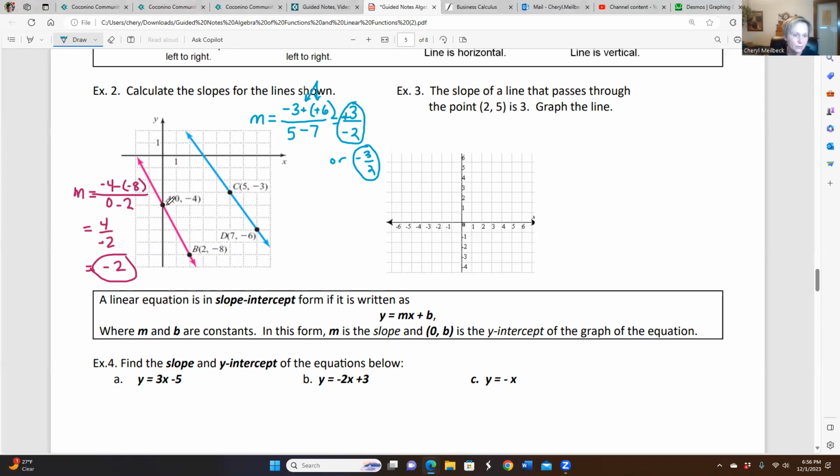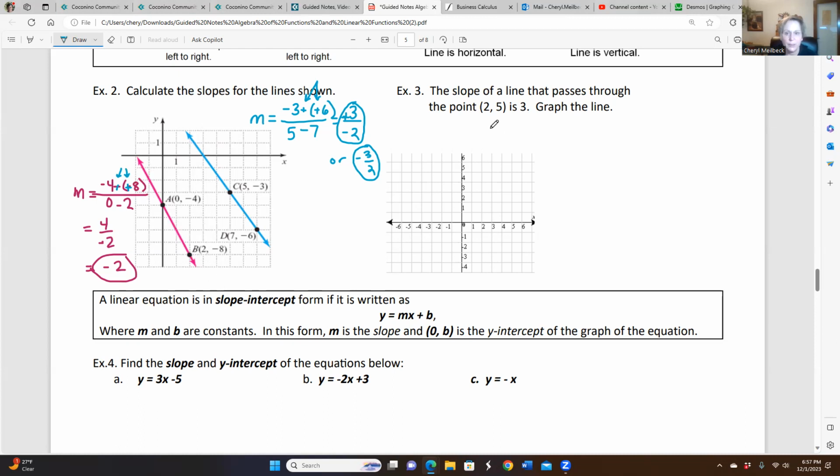Our pink line here from A to B, if we subtract our y's, we have a -4 minus a -8. Again, those two negatives make it plus. So a -4 plus 8 is a +4 over -2, which gives our slope a -2. Now you can see here both the blue line and the pink line do have the appearance of a negative slope because they're going down from left to right.